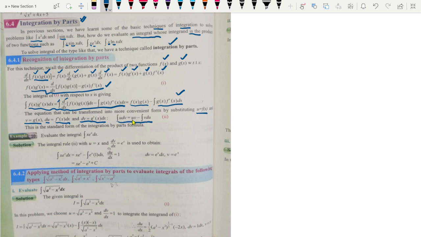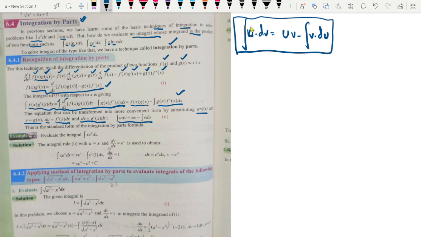Integral of u dv is equal to u into v minus integral of v du. So this is the formula for integration by parts. We have to select one function as u and the other function as dv, and then find the values of u, dv, du and v.